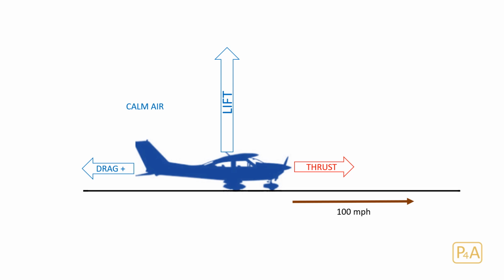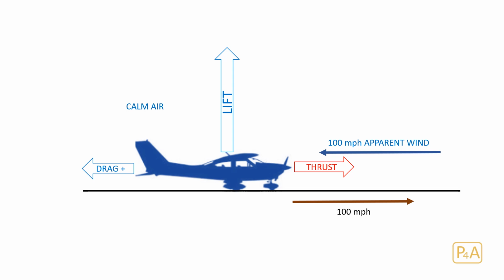However, the air was calm. There was no wind. What matters to the airplane is the apparent wind velocity, the velocity of the air as it appears to the airplane, the velocity of the air relative to the airplane. In this case, the apparent wind velocity was 100 miles per hour, and the airplane took off.